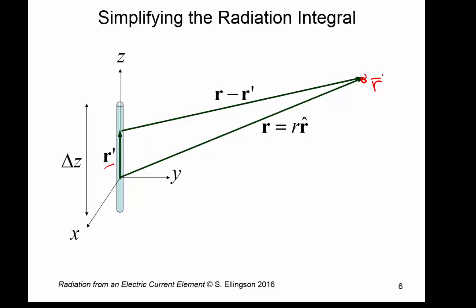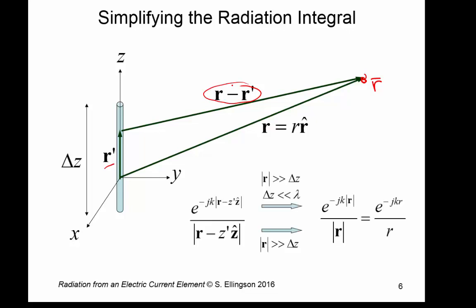And what we need in the integral is r minus r prime. That's what shows up in both the phase factor and in the magnitude factor. So what we'd like to do is simplify this a bit. And the way we do that is we take the phase factor, identified here, we take the magnitude factor, identified here, and we apply some approximations that emerge because this is electrically short.